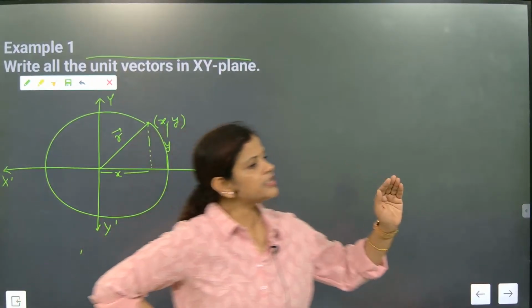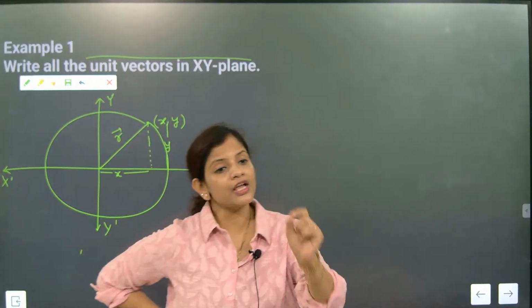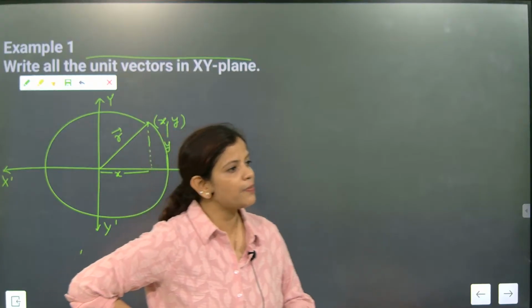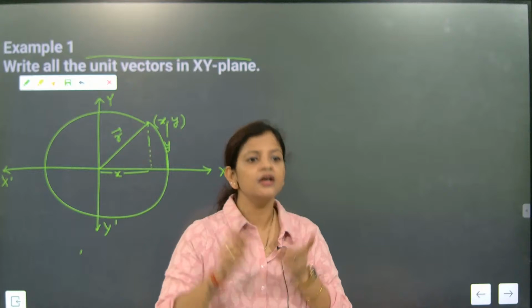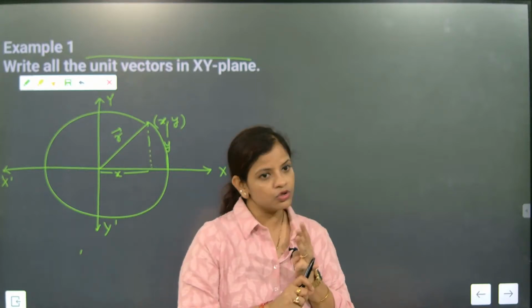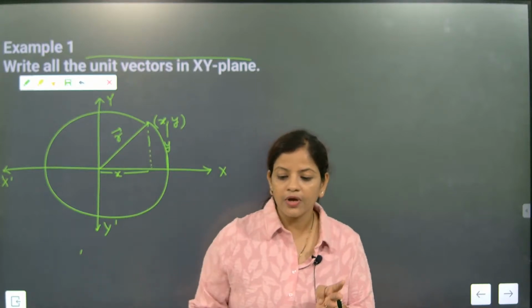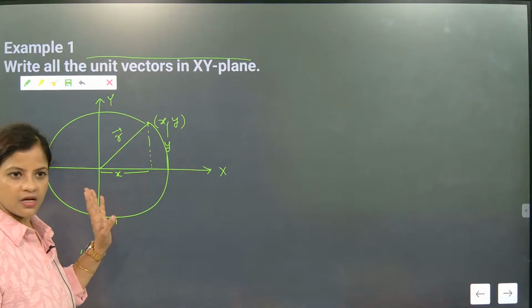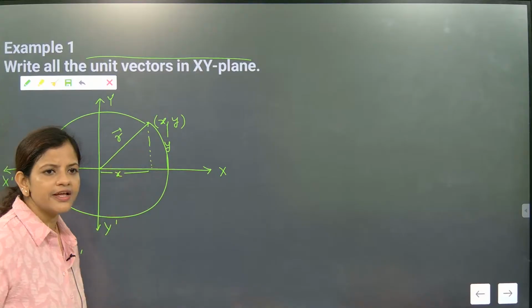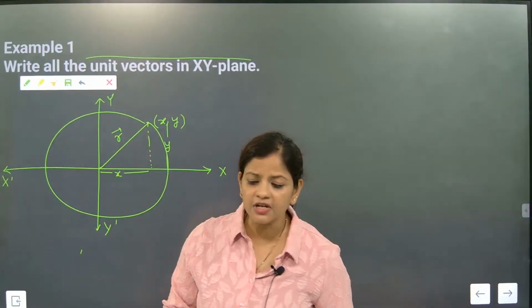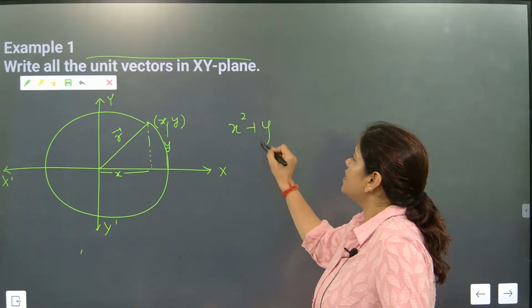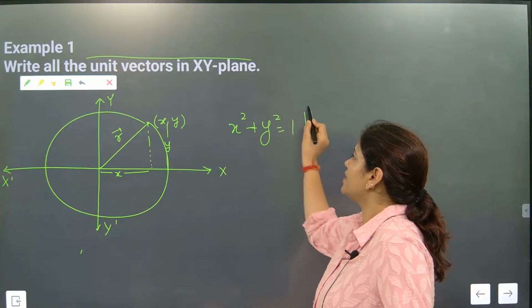Here you need to understand one very important point: when you are talking about the xy plane, listen very carefully, all the vectors of the xy plane, because you have to take the first quadrant, second quadrant, third quadrant, and fourth quadrant. All four quadrants you have to take. Once you take all four quadrants, what is coming, beta? A circle is coming. So what is the equation of the circle? When the center is at the origin, the equation will become x square plus y square is equal to 1.